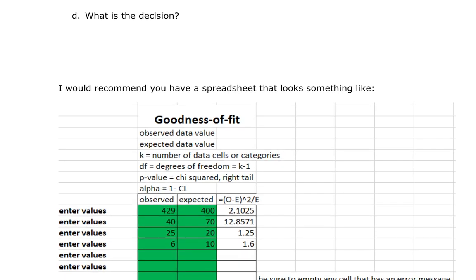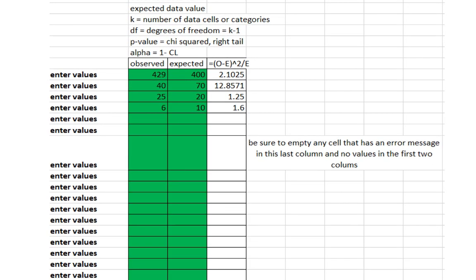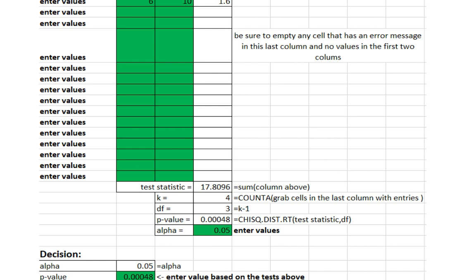So to do all of this, we're going to need a spreadsheet, and this is the goodness of fit spreadsheet. Now I have the observed, I have the expected, and in this cell, what I did was I did an equals. I grabbed the cell that had the observed, I subtracted off the cell that had the expected, had parentheses around it, and then I squared it, so raised it to a power of 2, and then I divided by the expected. Now I entered all of that here, and then I just pulled that corner down all the way to the bottom. So even if those other cells were empty, it should be calculating it. And then of course, this is the sum.